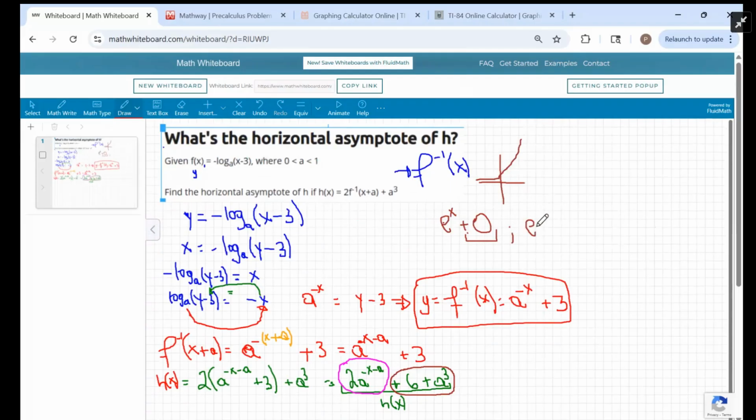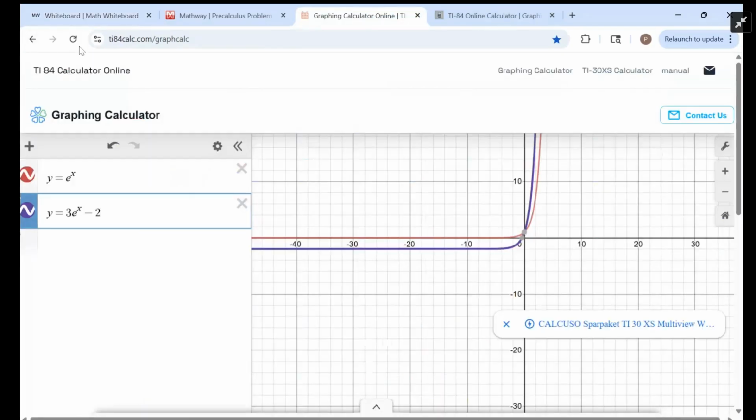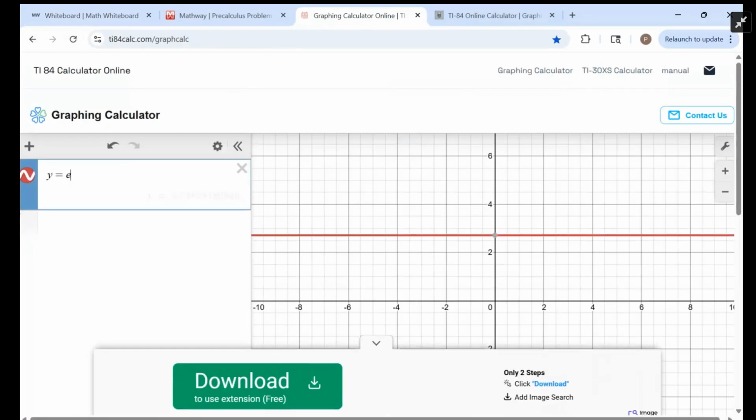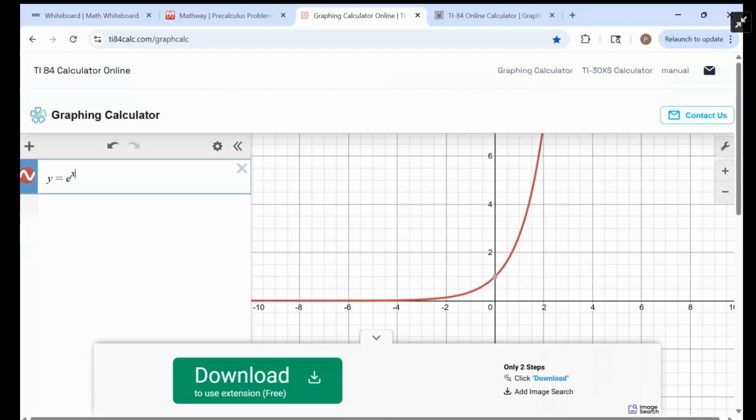If we do e to the x minus 2, what is the constant being added or subtracted to the exponential? Negative 2. So y equals negative 2 will be the horizontal asymptote of e to the x minus 2. So let's do a quick graphing portion. If we start with e to the x, what's the asymptote? Y equals 0.